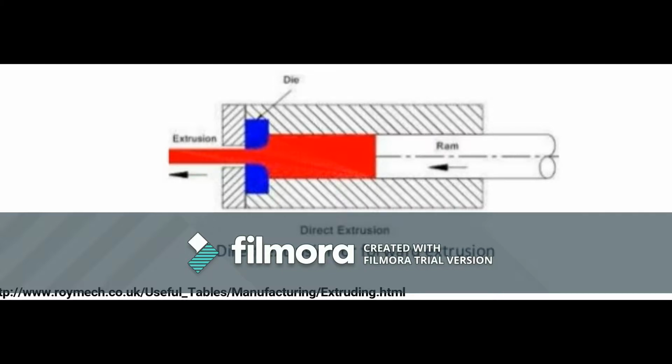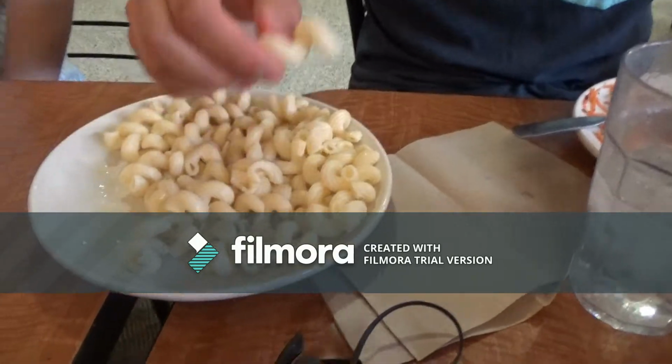Press the billet with the help of the ram. It is being forced through the die. The metal takes the shape of the opening of the die and gives the final product. Some common examples of directly extruded products include pasta and French fries.